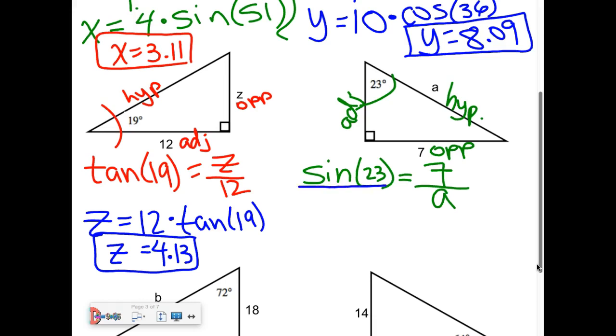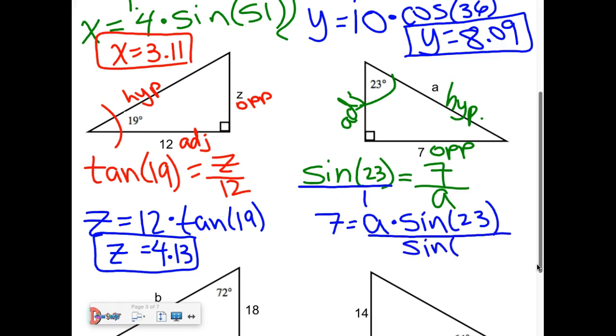So I'm going to put a 1 under here. I'm going to cross multiply. I'm going to take 1 times 7, which is 7. I'm going to multiply a times sine 23. Well, if they're multiplying and I want to get a on its own, to get rid of the multiplying, I would divide. So I'm going to divide by sine 23.